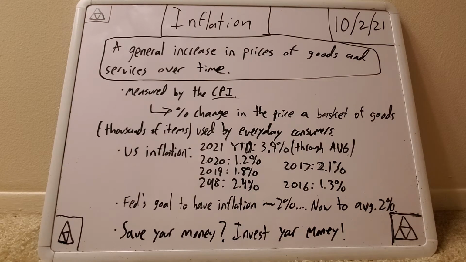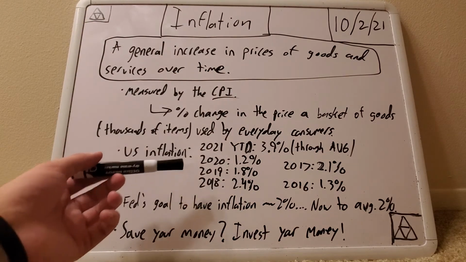So the CPI is calculated from a bundle of thousands of items that everyday consumers use, a lot of just grocery store items, stuff like that. And then those prices are averaged out, and then the percentage change of these prices is going to be used in the calculation of the inflation rate. So that's how the inflation rate is calculated through the Consumer Price Index.